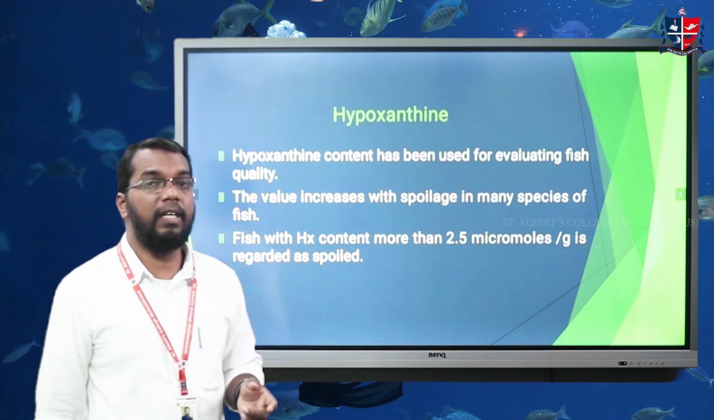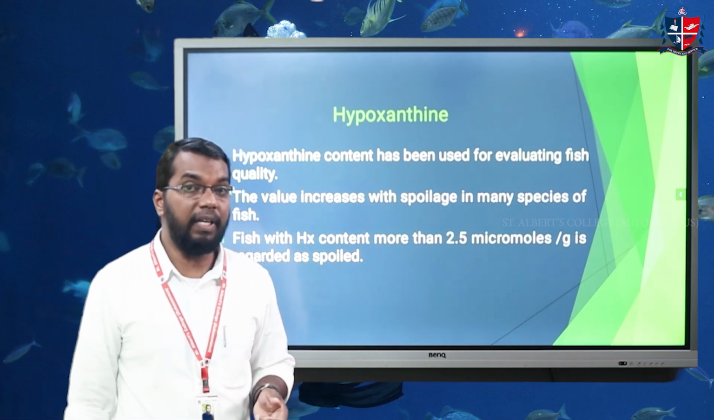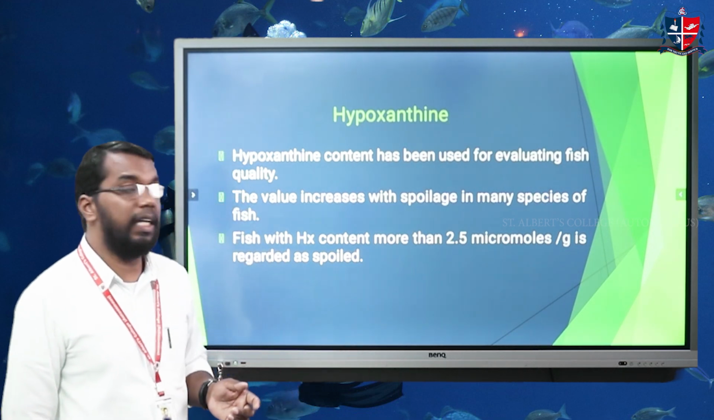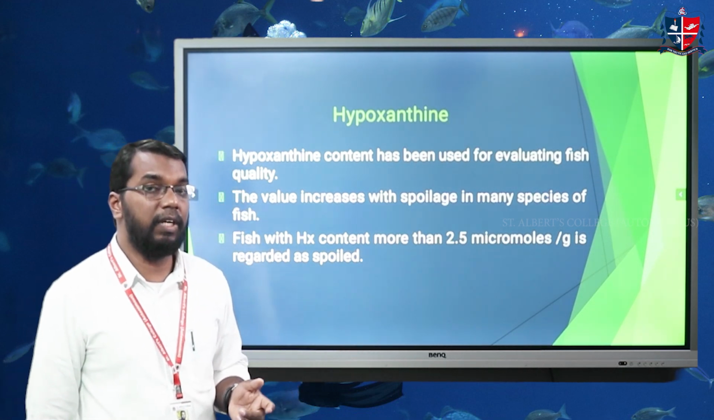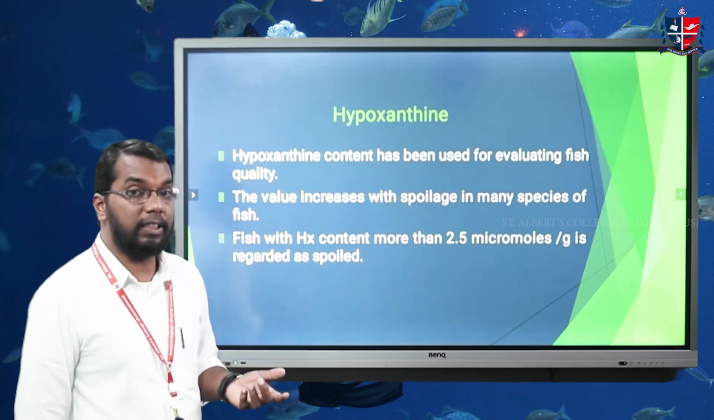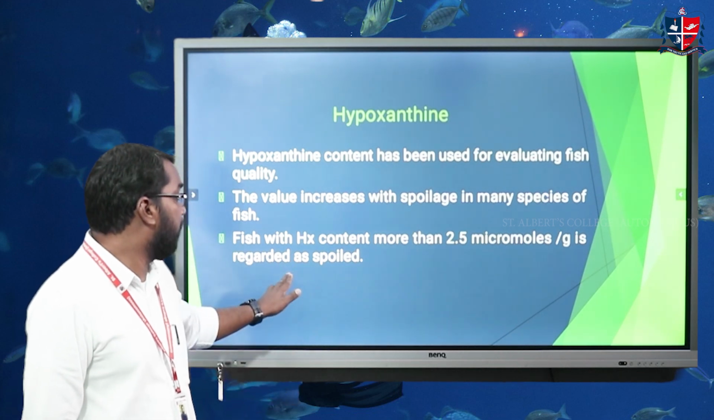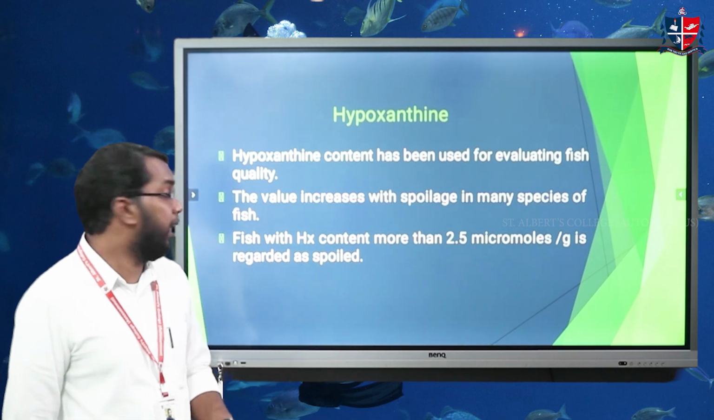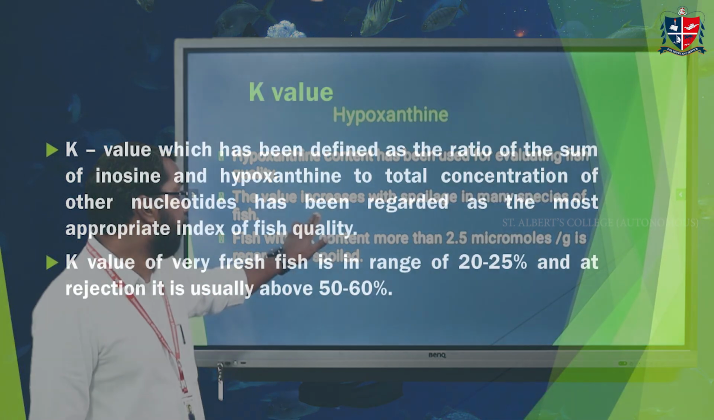ATP is degraded first into ADP, then AMP, then inosine monophosphate, then hypoxanthine. Hypoxanthine is a major spoilage index, and we use it as a chemical index to assess the spoilage of fish. If the hypoxanthine level is more than 2.5 micromoles per gram, the fish is rejected as spoiled.